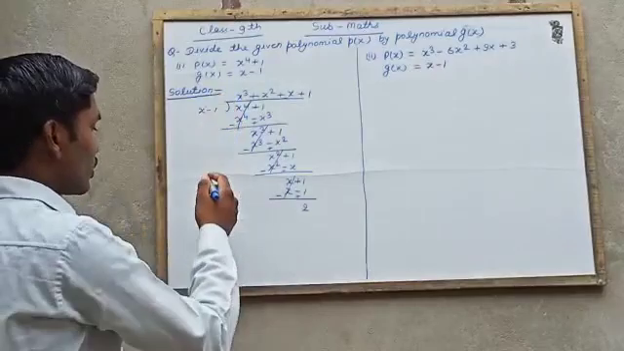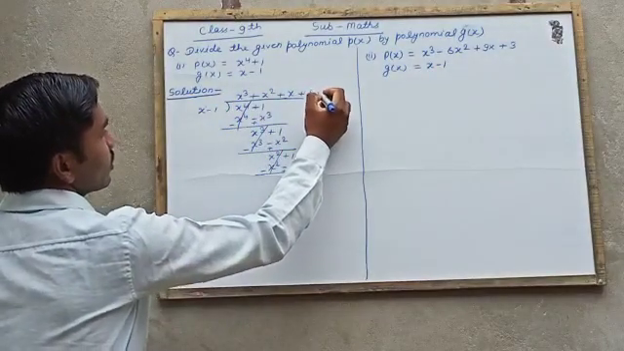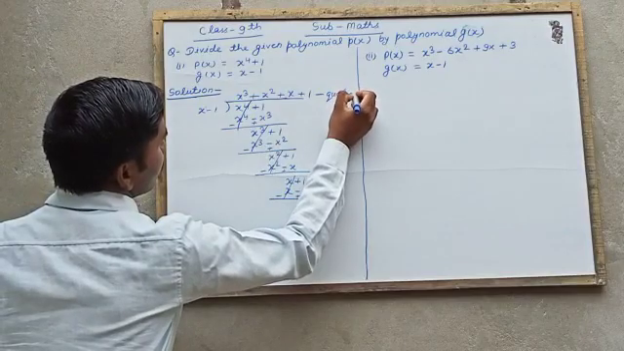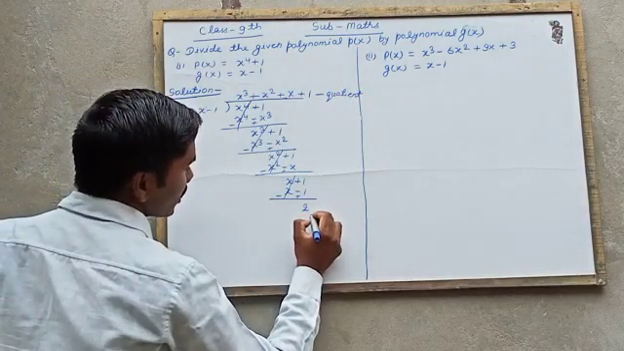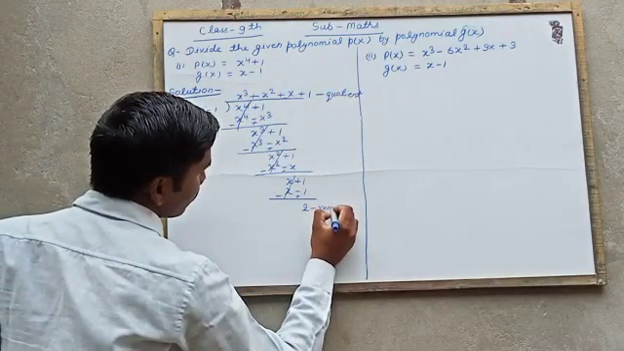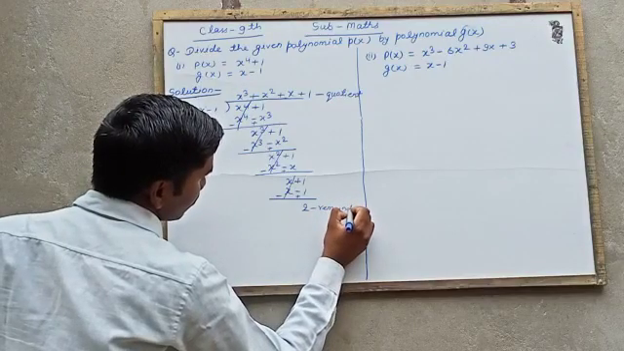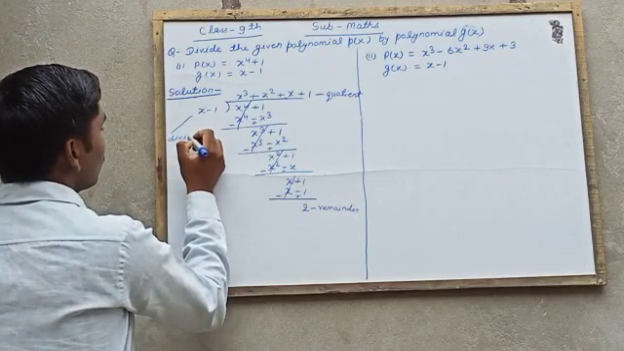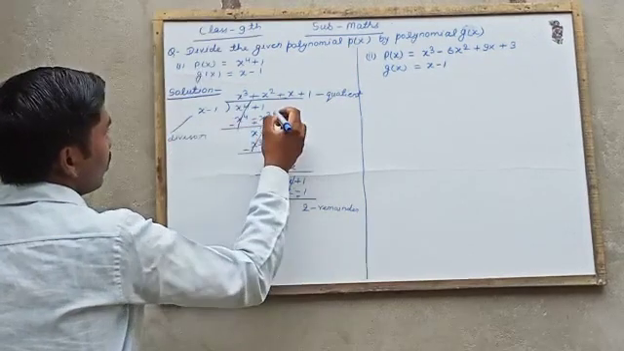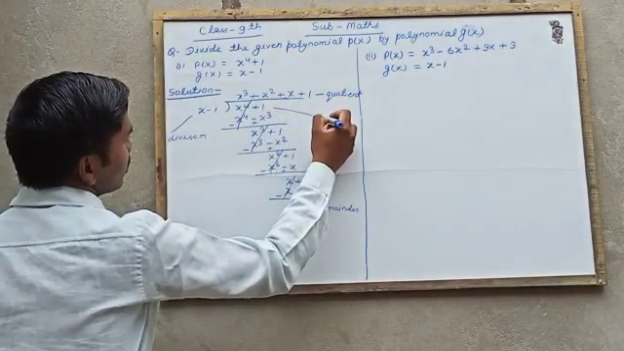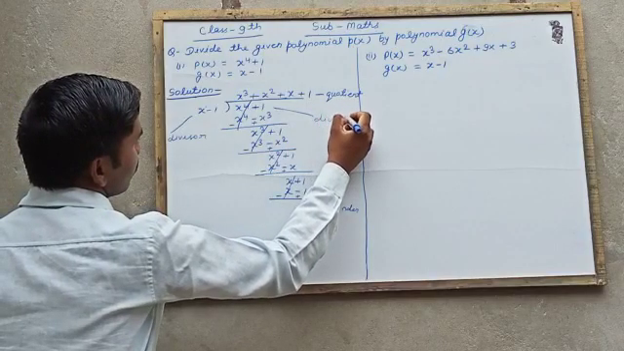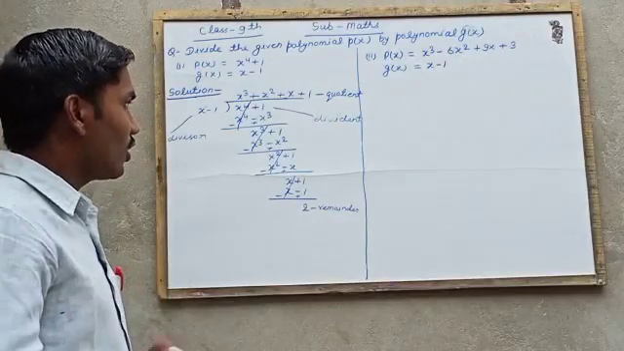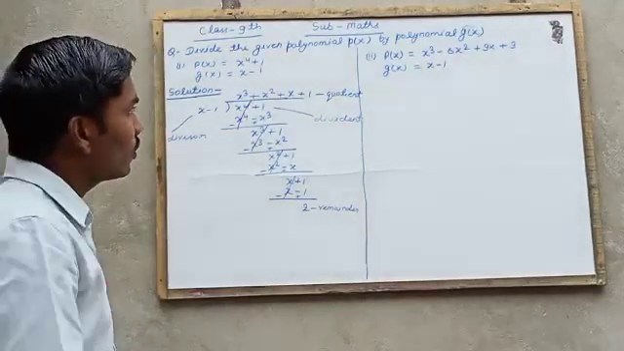So we get the quotient. Here it is the quotient. This is the remainder. This is the divisor, and x plus 4 is the dividend. I'll solve another question for you.